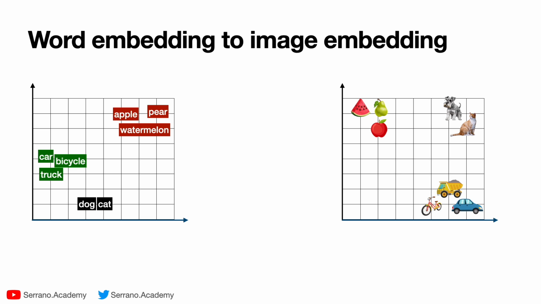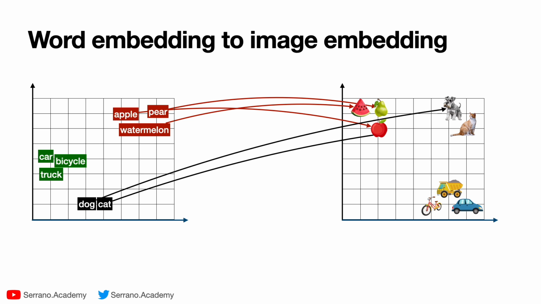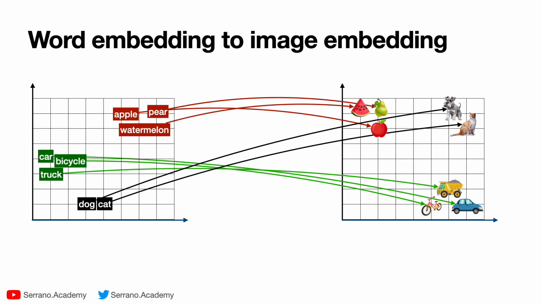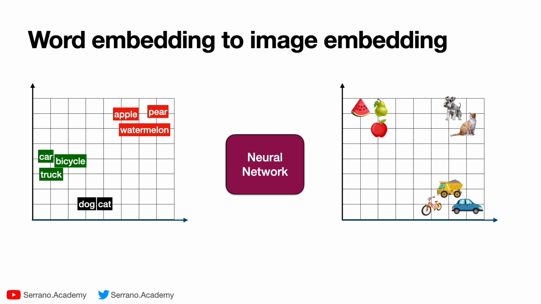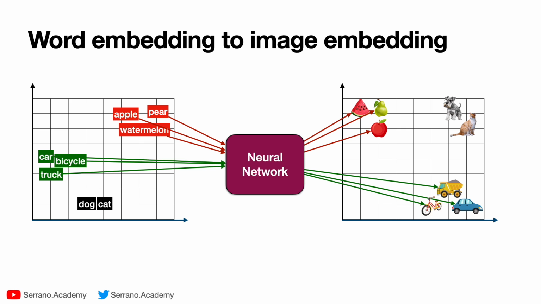So what we want is to find a map, a way to associate the words on the left with their corresponding images on the right. We need to find a rule that takes a word on the left and puts it into its corresponding image on the right. And how do we do it? Well, you guessed it, with a neural network. We're going to take a neural network and we're going to train it to take each word on the left and map it to its corresponding image on the right. So for example, the dog goes here, the cat goes here, etc., etc.